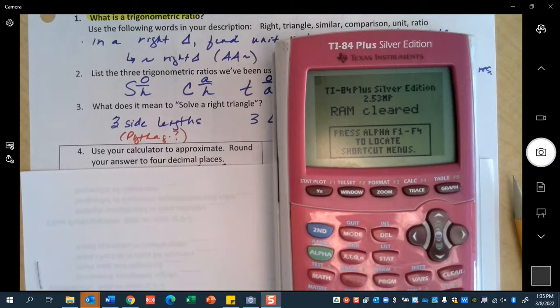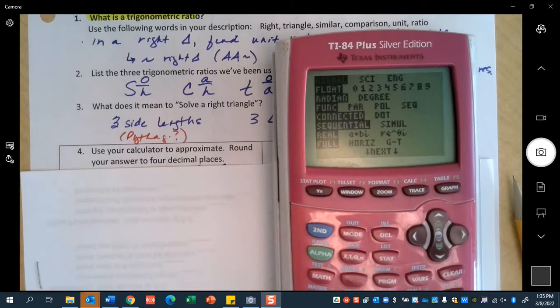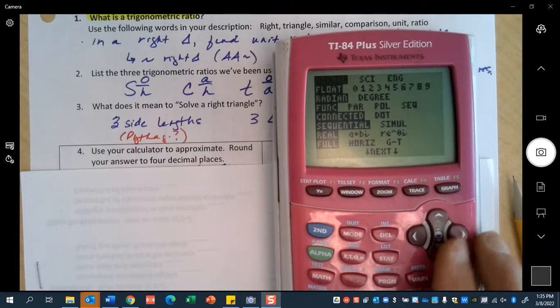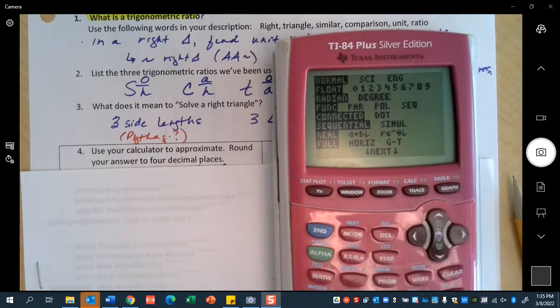Second mem 712. Now that I'm dealing with trig ratios and I just cleared my calculator, what's the most important thing for me to do? I need to go to my mode. That's this button here next to my second function. And I need to change it from radians to degrees.